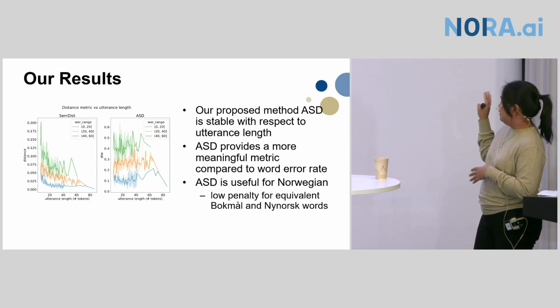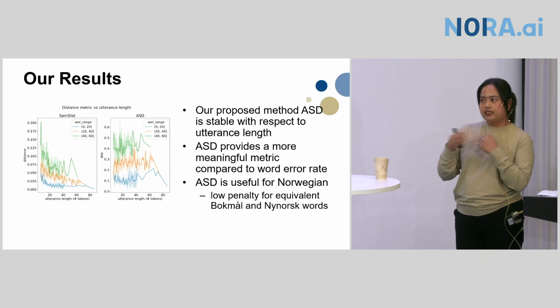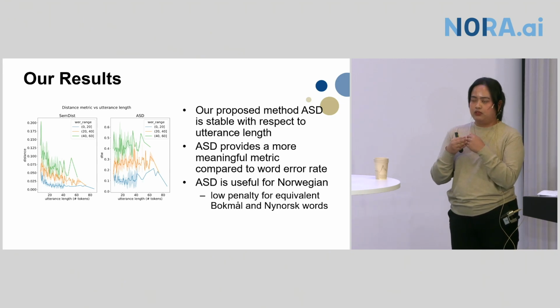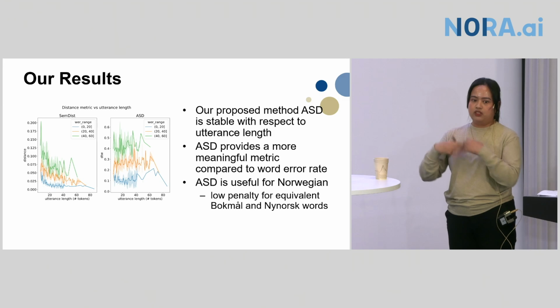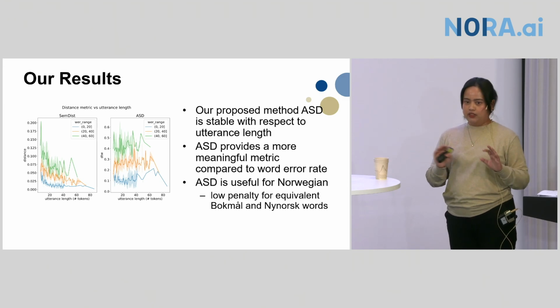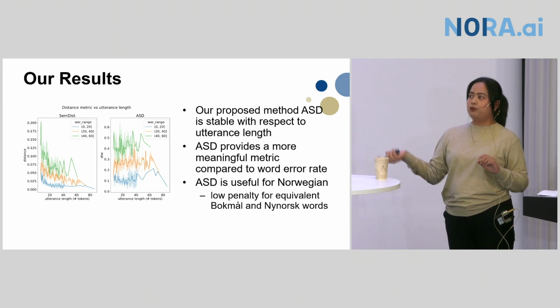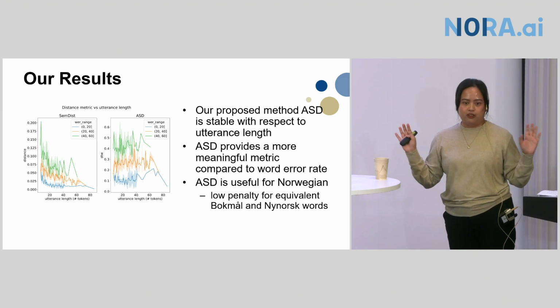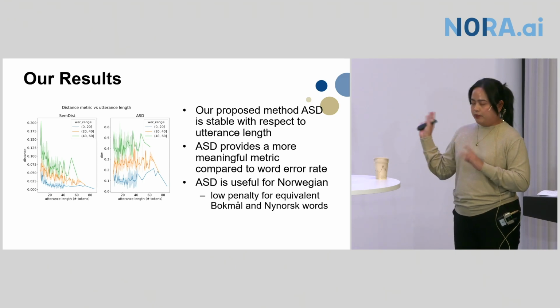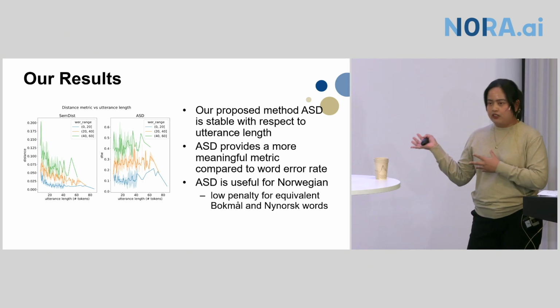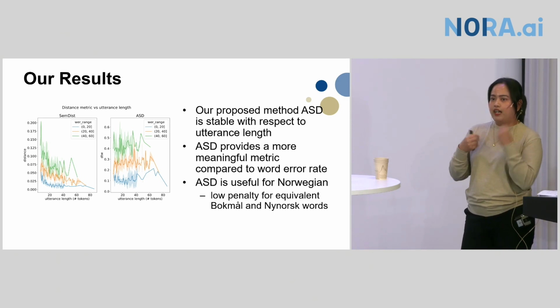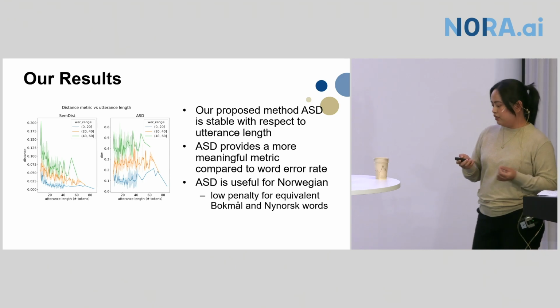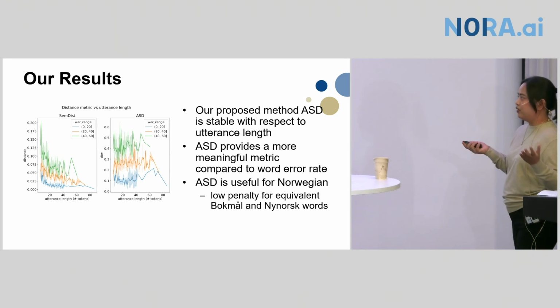And lastly, it's useful for the region. We did some examples where we tried to replace Bokmål words with their Nynorsk equivalents, and it didn't really give a high penalty. Word error rate would automatically say, okay, that's wrong, that's completely wrong already. But with a semantic distance-based metric such as ours, it doesn't really give you a high penalty. Maybe only some little mistake, you know?